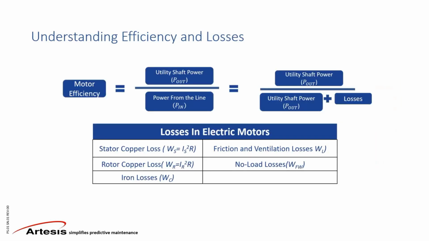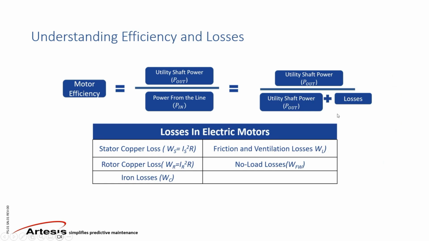When we look at efficiency in formulas, as we already mentioned, it is the output power divided by the input power. So that is our percentage. And if you look at the denominator here, the input power is basically the output power plus the losses.